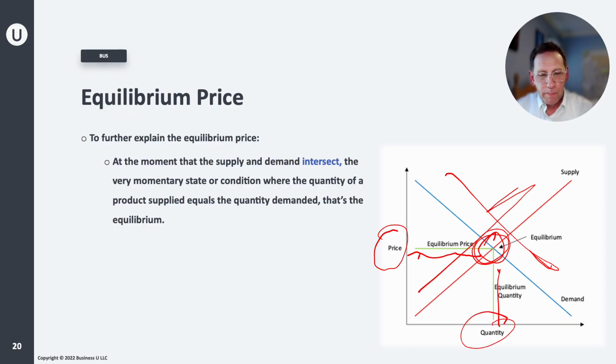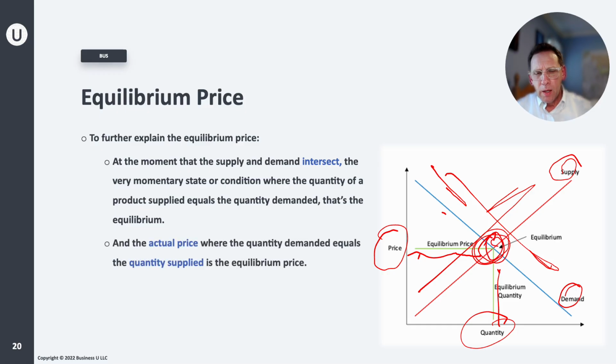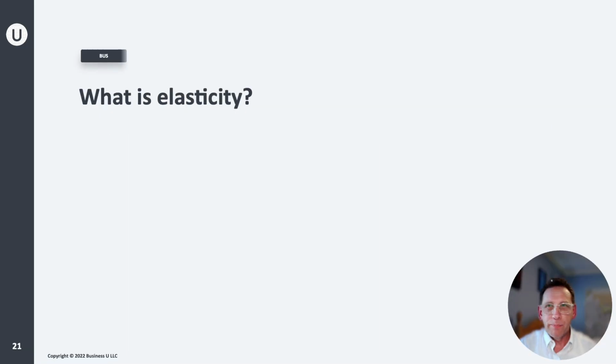So where these two lines, where your supply and your demand line intersect, that's your equilibrium price and your equilibrium quantity. The actual price is where the quantity demanded equals the quantity supplied. That's your equilibrium price. Okay? Again, take a look at the graph.